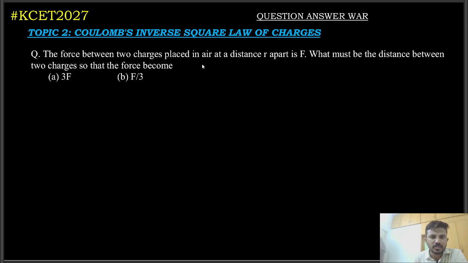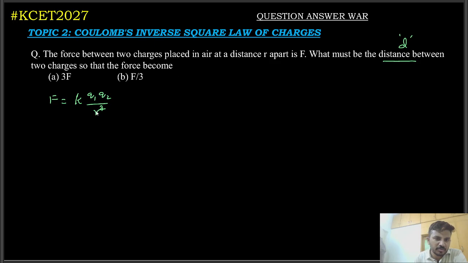The force between two point charges placed in air at a distance r is F. So the force between two charges is related as K Q1 Q2 divided by r square. K value is 1 by 4 pi epsilon naught. What must be the distance between the two charges? What must be the new distance? Let us consider it as small d. What must be the distance between 2 point charges so that the force becomes 3 times F?